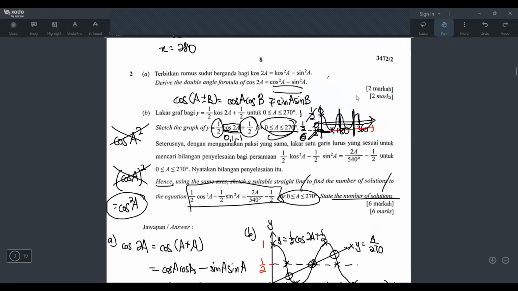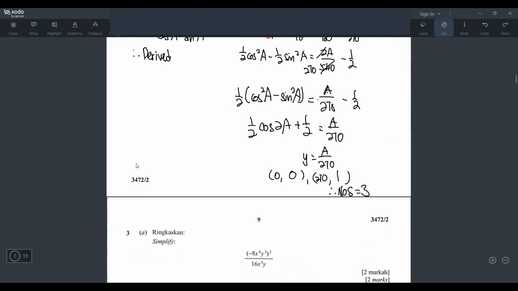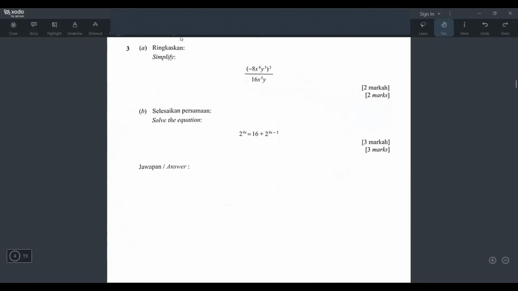Okay. So how many marks? 6 marks, 2 marks, 8 marks in total. So this is a trigonometry question. All right. I'm going to continue. Okay, let's continue with question number 3. This looks like an indices question to me. So let's go. Question A.